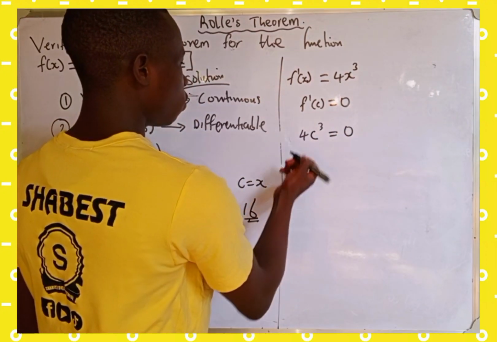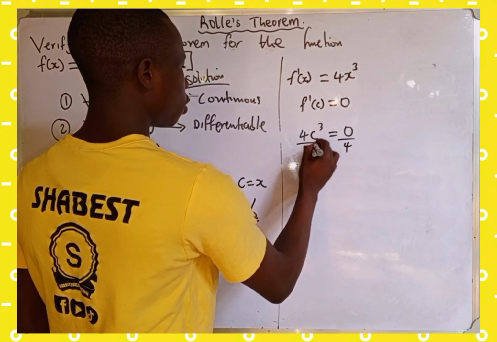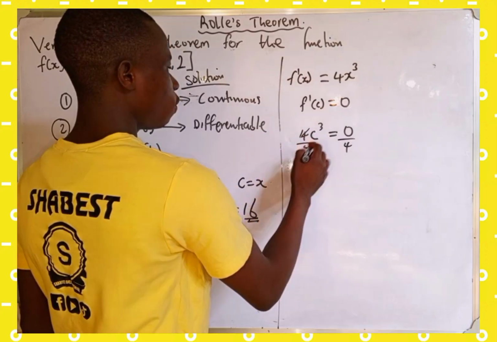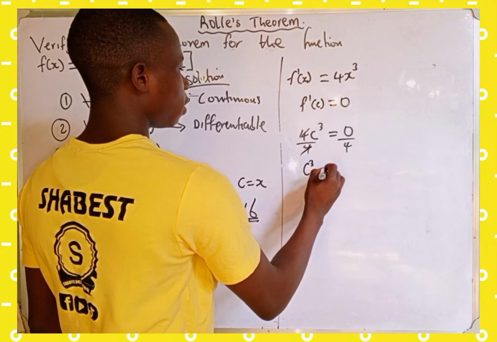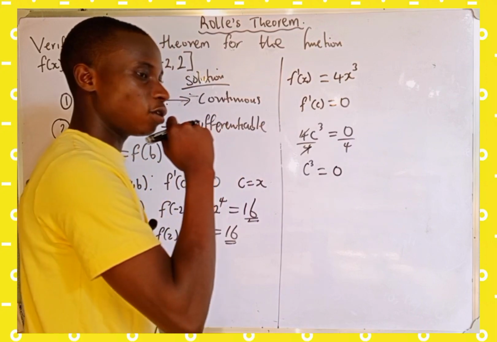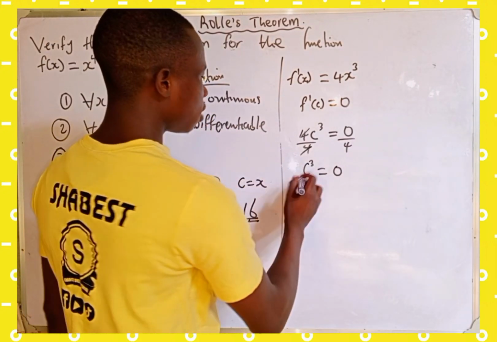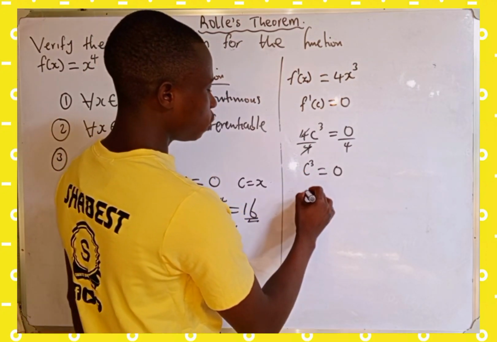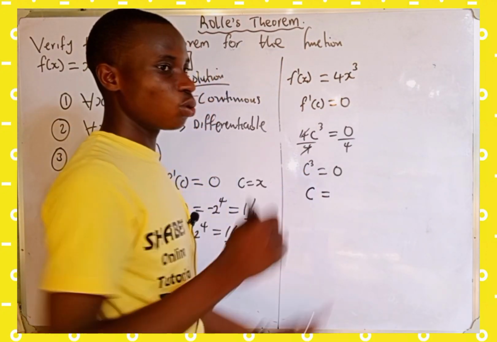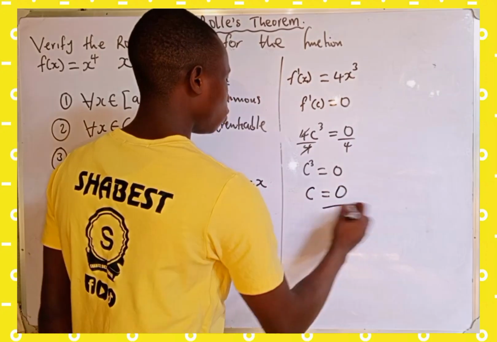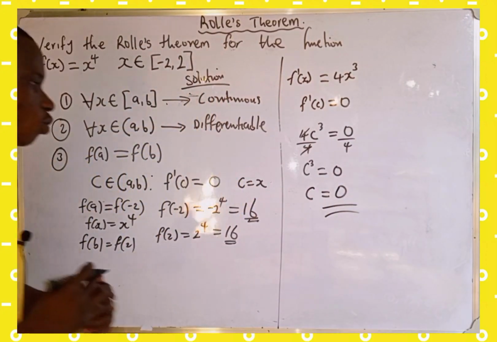Now to look for the value of c, we divide both sides by the coefficient of c cubed, which is 4. 4 cancels 4. c to the power 3 is equal to 0 divided by 4, which is 0. Now to get c, we take the cube root of both sides. The cube root of c cubed gives us c, which is equal to the cube root of 0, which is 0. Therefore, the value of c is equal to 0.